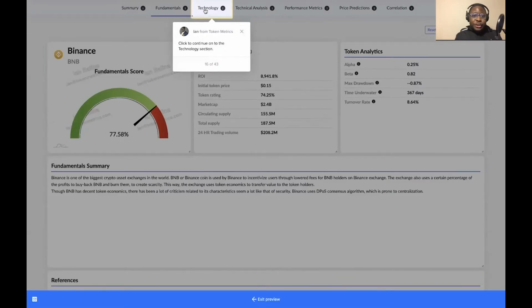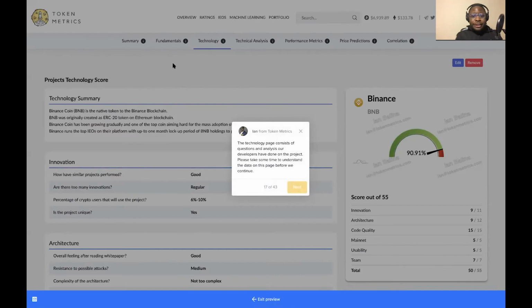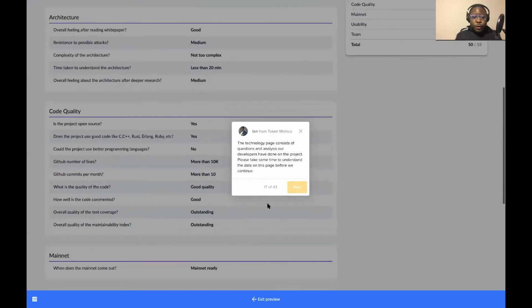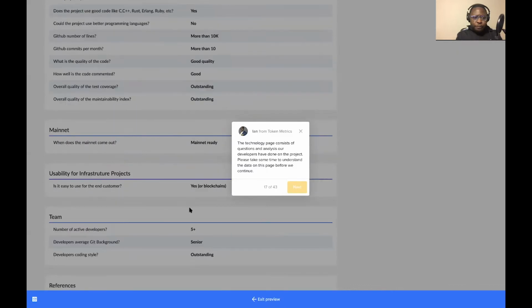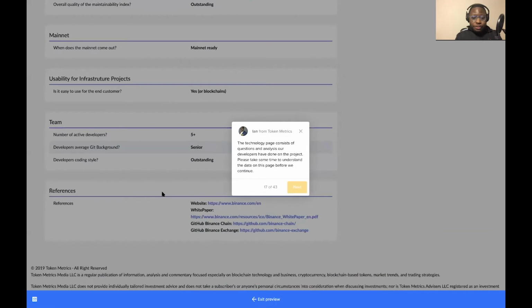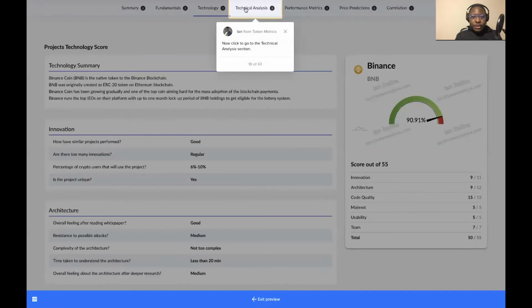All right, so let's click to continue onto the technology section. The technology page consists of questions and analysis our developers have done on the project. Please take some time to understand the data on this page because we really go very technical at a deep level. Some of the metrics we look at are innovation, architecture, code quality, going through and doing actual code reviews on the project, mainnet, meaning has a project launched or is it still in its experimental phase, the usability for infrastructure projects, the team, going through the history of developers and their prior commits on GitHub, as well as references for additional research. So let's now go on to technical analysis.